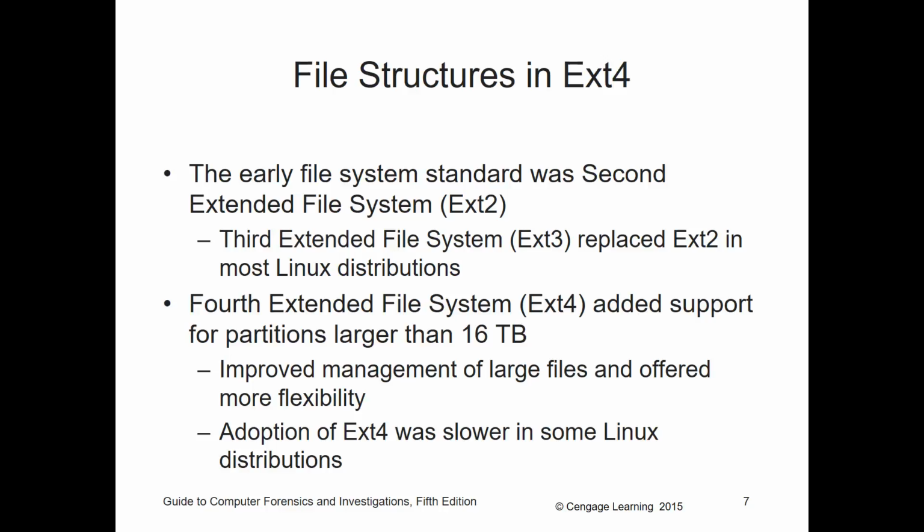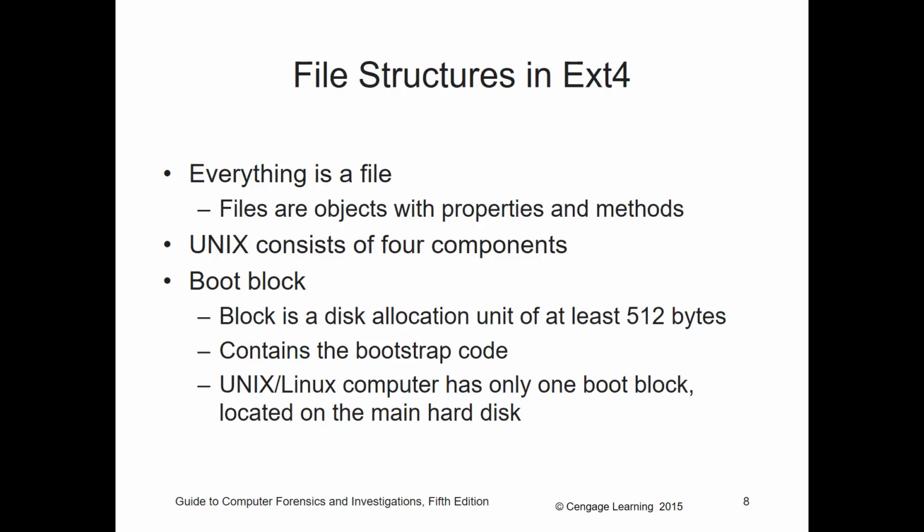4 also did things like improve management of the larger files, and it became a lot more flexible with how it stored it. The adoption of 4 is a lot slower in some of the distros. That's why 3 is still the most common. Interesting thing is in 4, everything is a file. Or object. Just like in Windows, everything is an object. So all objects have properties, and there are methods to manipulating those properties.